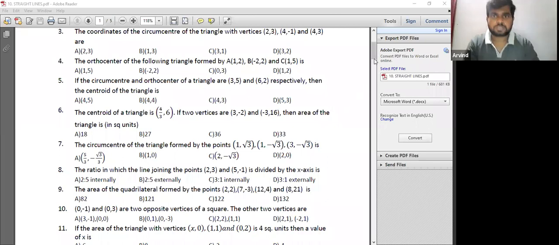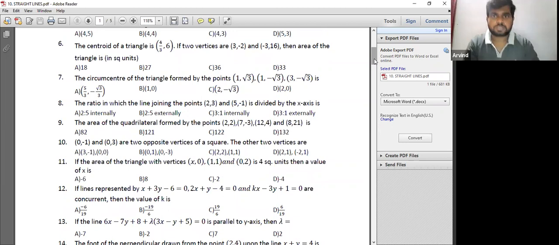Let's go to the sixth one. The centroid of a triangle is 4/3, 6. If two vertices are 3,-2 and -3,16, then find the area of the triangle. This also I'll give you a hint. Okay, the hint is here.